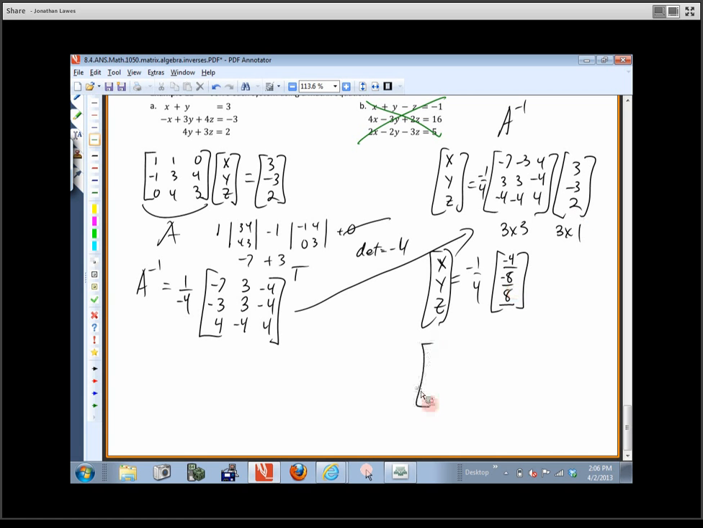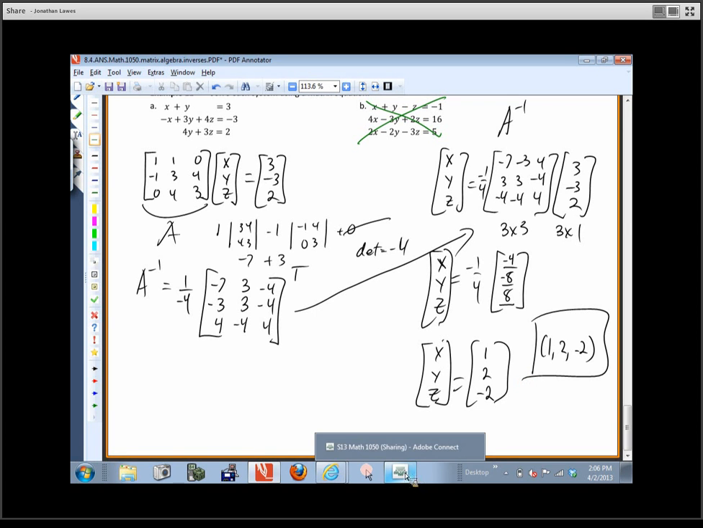So if I multiply through, I get x, y, z on this side. And then on the other side, if I distribute that scalar through, I get a 1, I get a 2, and I get a negative 2, right? So 1, 2, -2. There's my answer right there. Okay? All right. Any questions? Okay. All right.